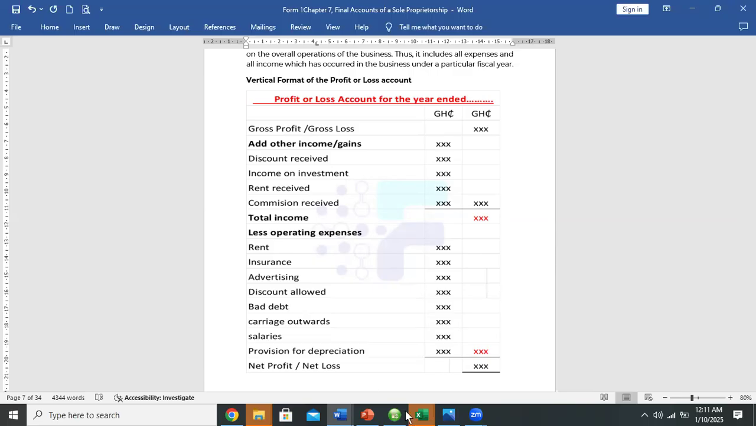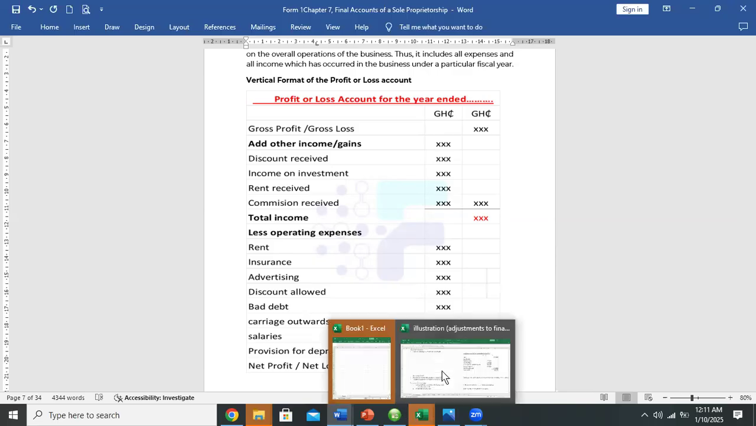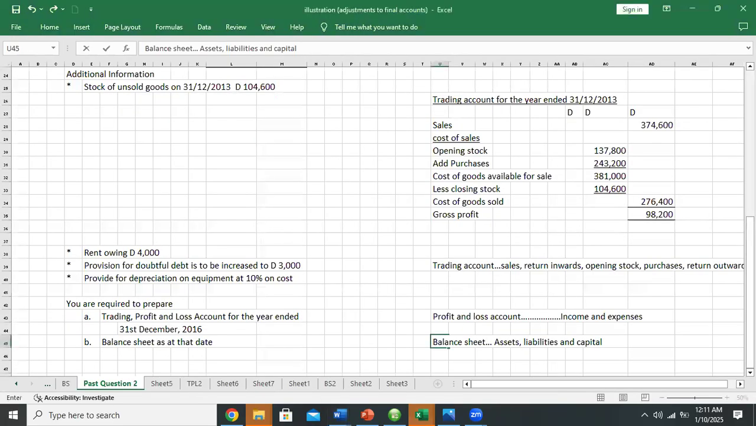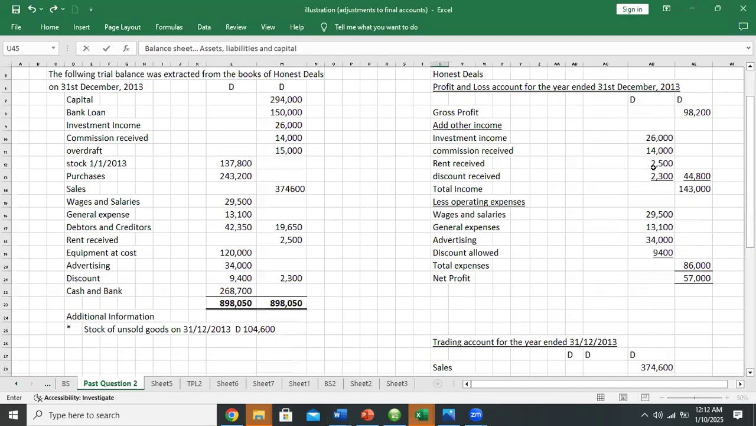So dear professors, I want to believe you appreciate how we prepared our profit and loss account. We brought in the gross profit, we added the other income, and then we less the expenses. Great.